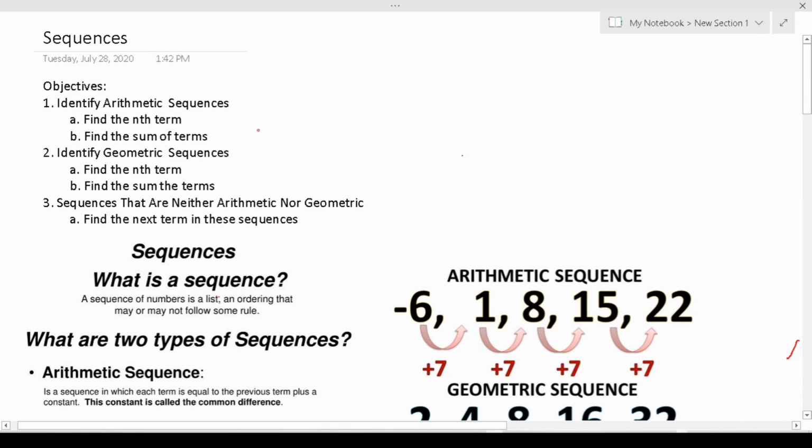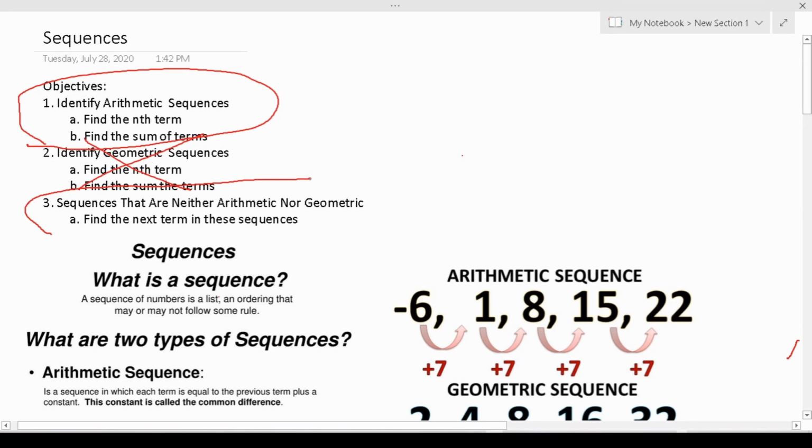Again, let me stress this. Absolutely memorize the formulas for finding the nth term in an arithmetic sequence, as well as how to find the sum of the terms in an arithmetic sequence. I showed you how to do that for geometric sequences, but again, that's very unlikely to appear on the ASVAB, so don't worry too much about that.